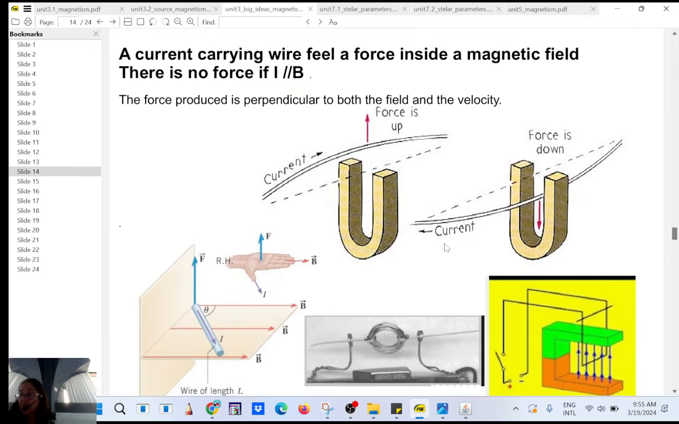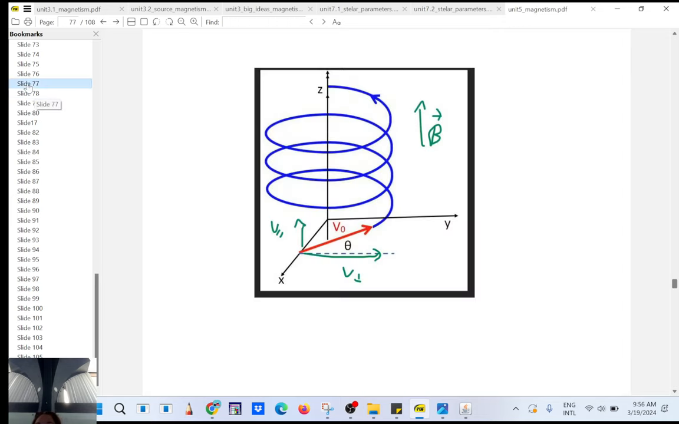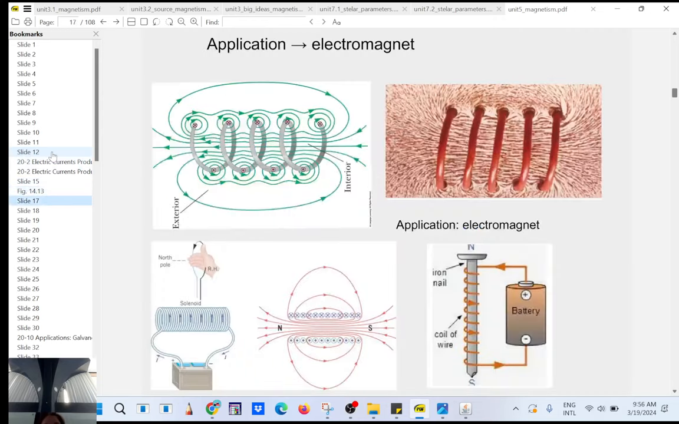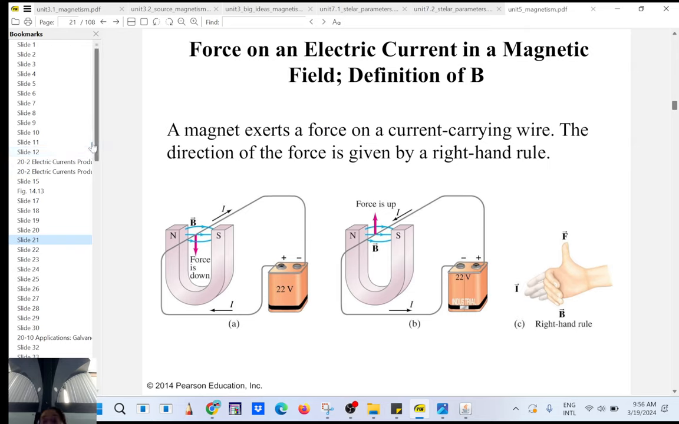So, okay, so we stopped here. I don't know where I stopped, so that's my thing here. So lots of application. So, okay.